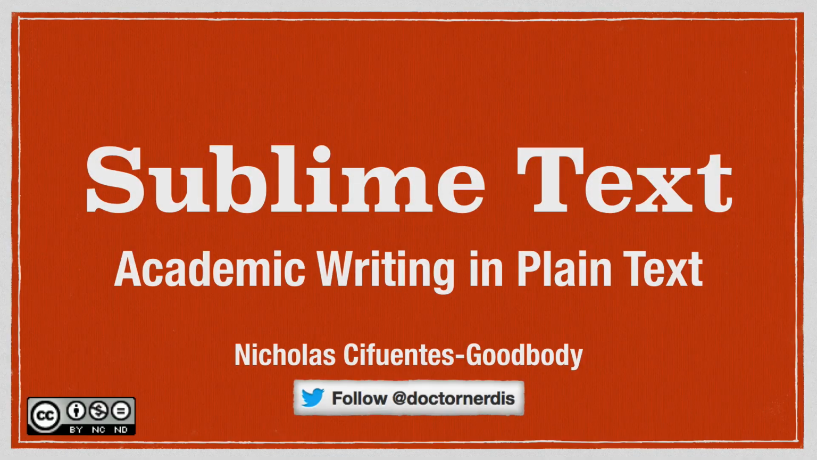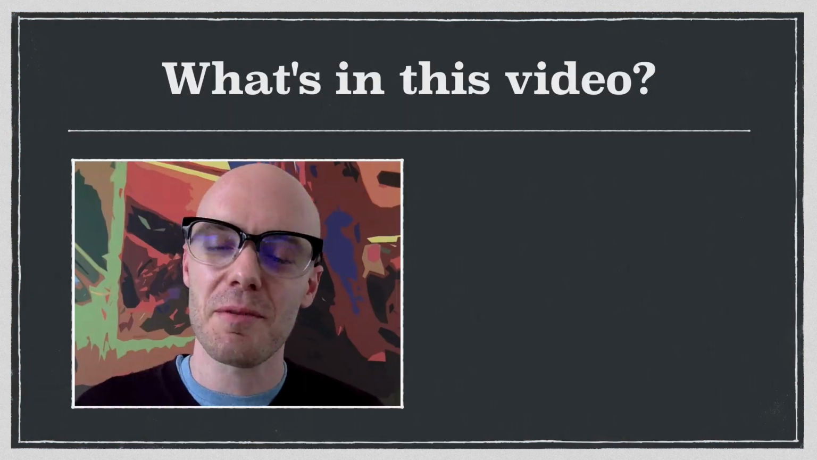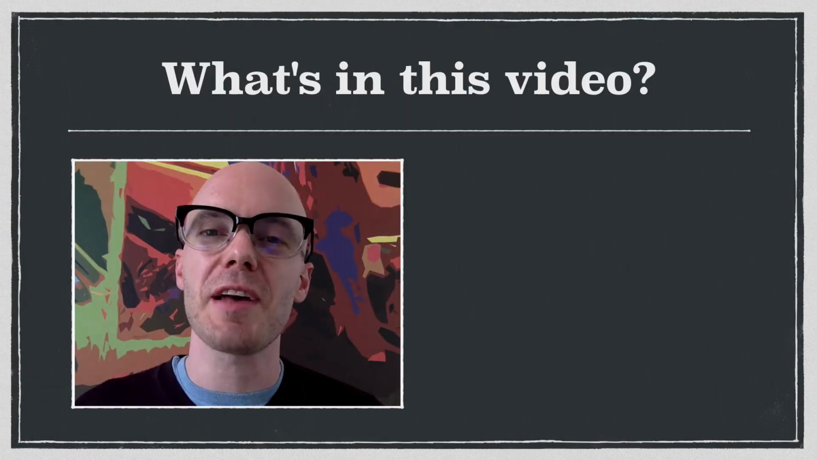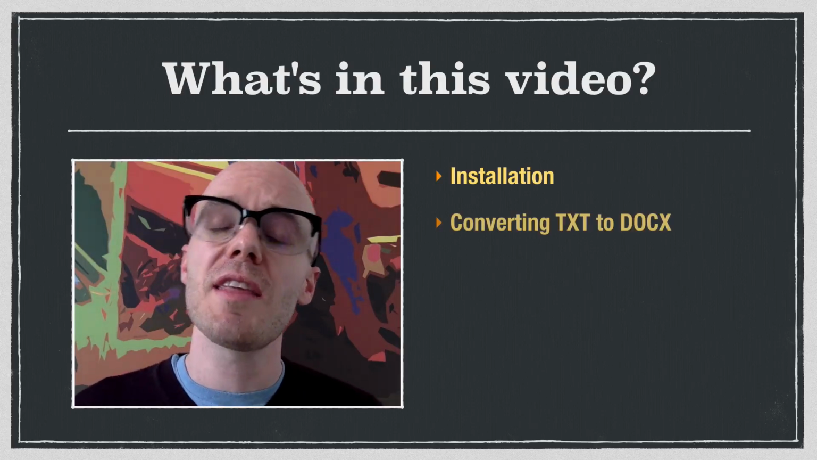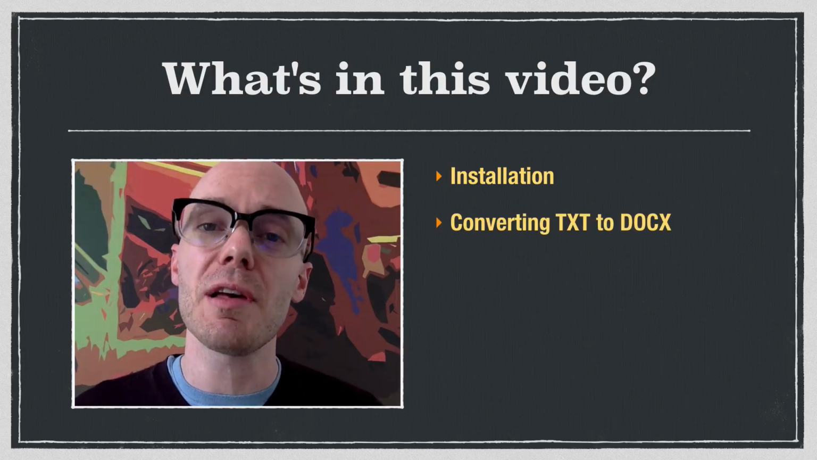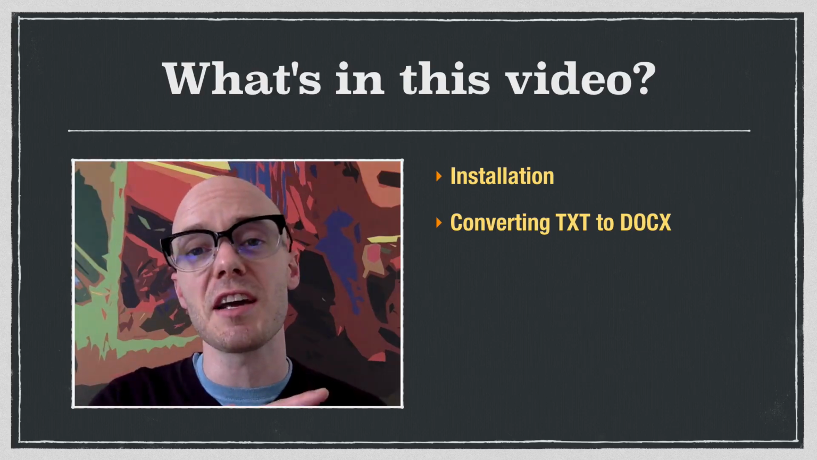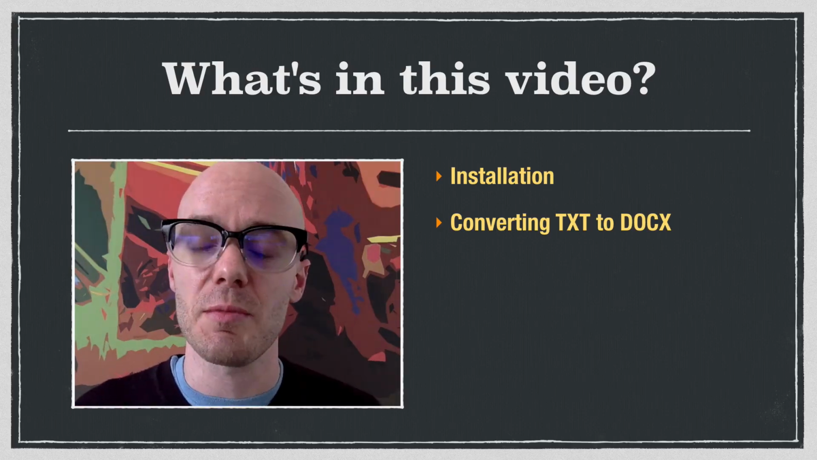When you're writing in plain text and converting your documents into other formats, sometimes you need a text editor that does a little bit more than just capture your words. Hi everyone. In this video, I'm going to show you how to use an application called Sublime Text. First, we'll go through installation, and then I'll show you how to create what's called a build in order to convert a plain text document into a Microsoft Word document.